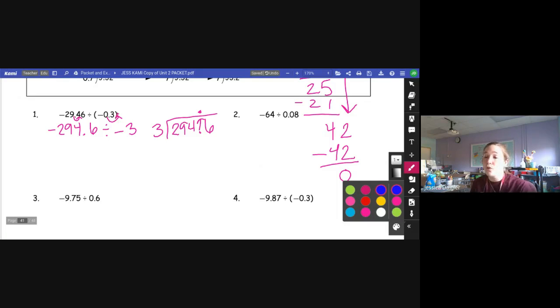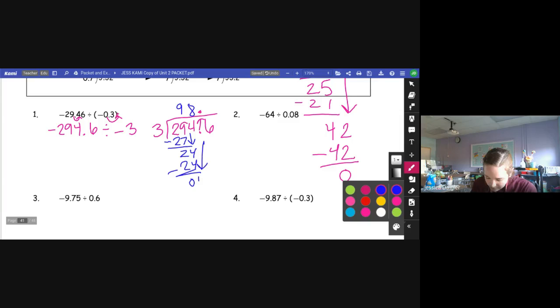Can 3 go into 2? No, it cannot. Can 3 go into 29? Yes, it can. 9 times. 9 times 3 is 27. Subtract, I get 2. Bring down the 4. Can 3 go into 24? Yes, it can. 8 times. 8 times 3 is 24. So I get 0 left over.